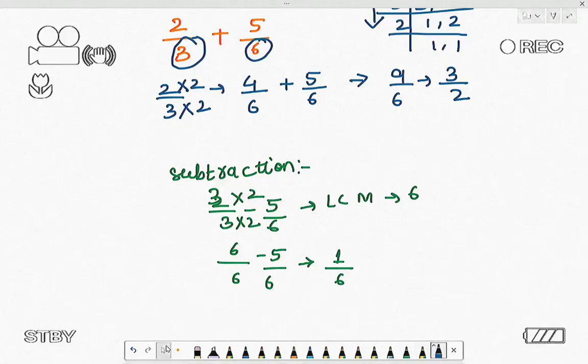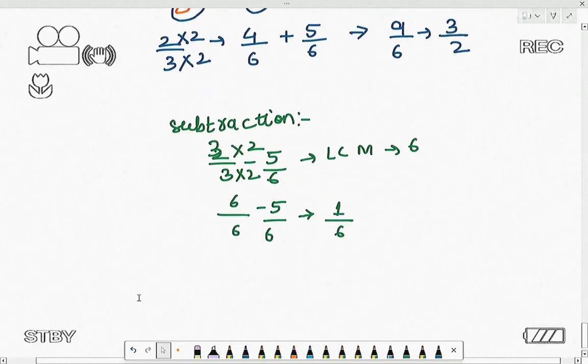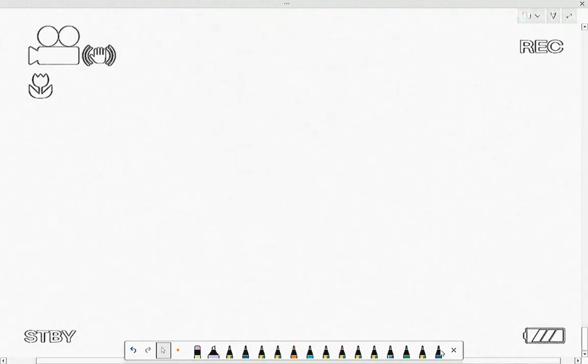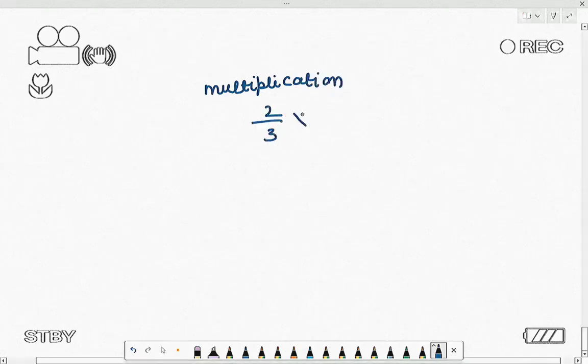A little bit I'll tell you about multiplication also. In multiplication, suppose it is 2 by 3 multiplied by 4 by 5, we simply multiply the numerators together, and the denominators are also multiplied together. That is 2 fours are 8. And if you multiply the denominators, 3 fives are 15.